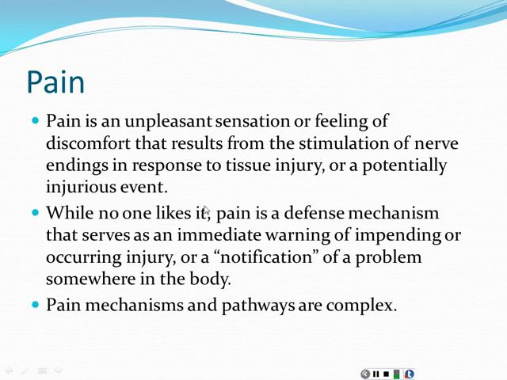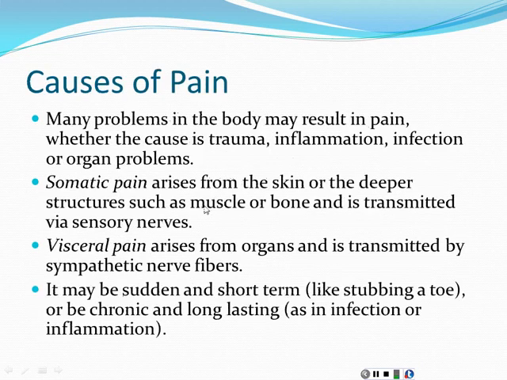heat. So the mechanisms and pathways for pain are kind of complex, but they do come up in patient care because pain is such a common part of so many different illnesses. All right, so there's two broad categories of pain. There's somatic pain. This comes from the skin or the muscles or bones, and it's transmitted to the brain through specialized sensory nerves. And then visceral pain comes from the organs themselves.